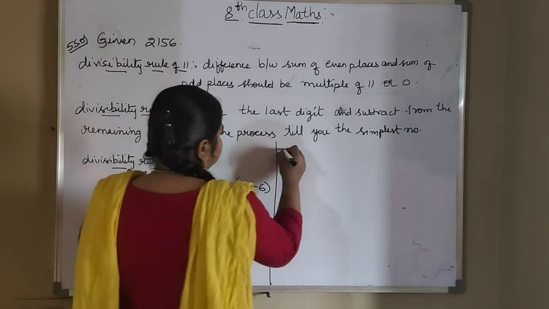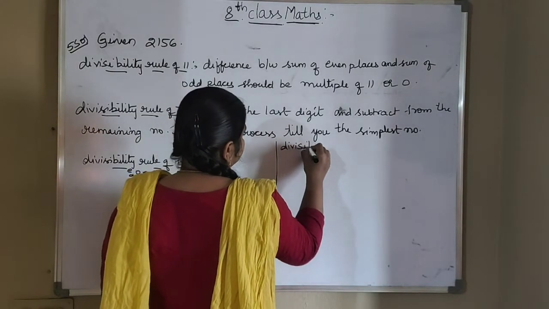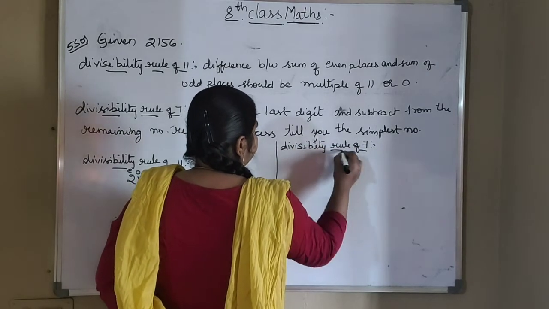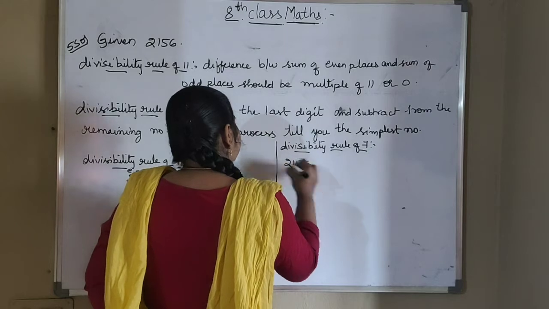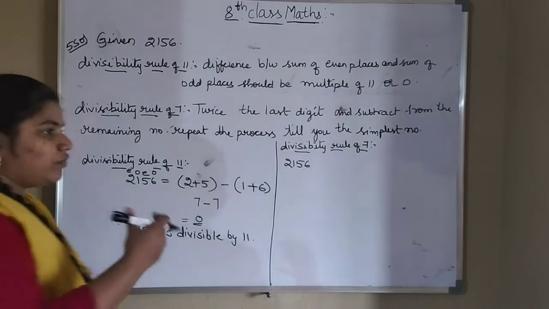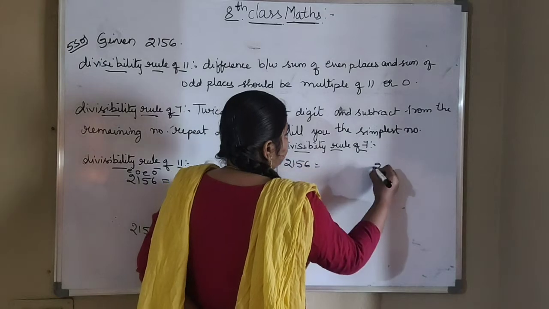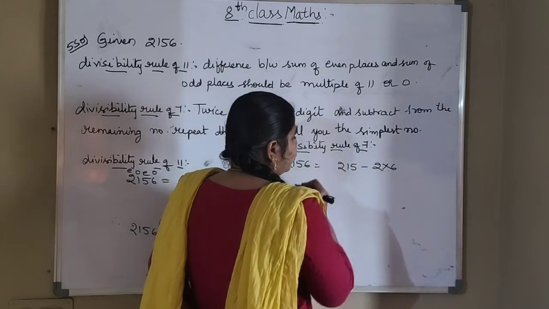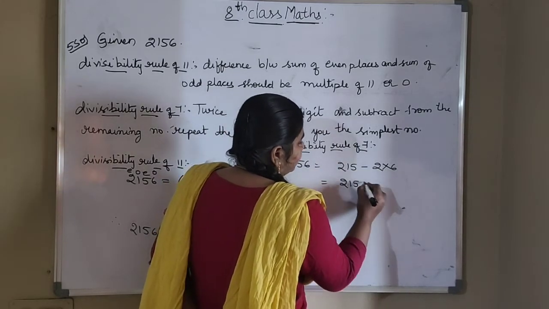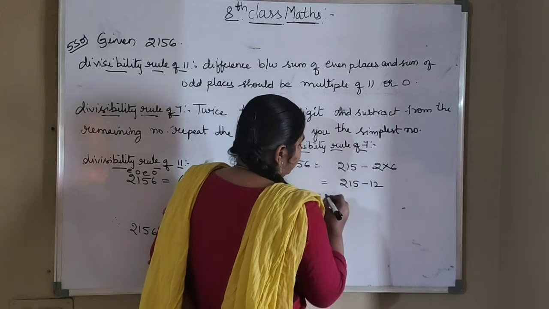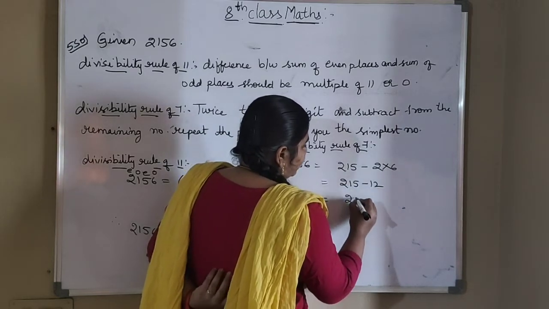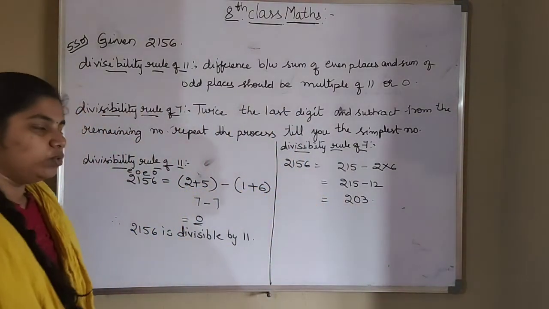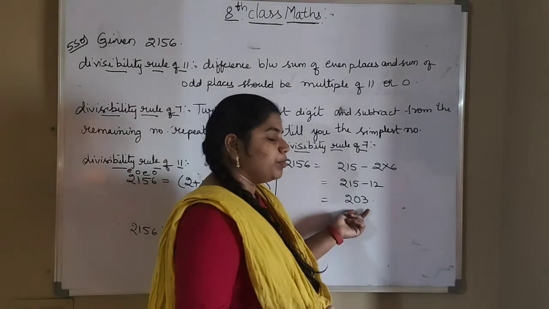So I am doing it here. What is the divisibility rule of 7? Twice the last digit. We have to take 2 times the last digit, that is 2 into 6, and subtract from the remaining number. It is 215 minus 2 into 6. That will be 215 minus 12. If you subtract this, you will get 203. So this process you have to repeat till you get the simplest multiple of 7.